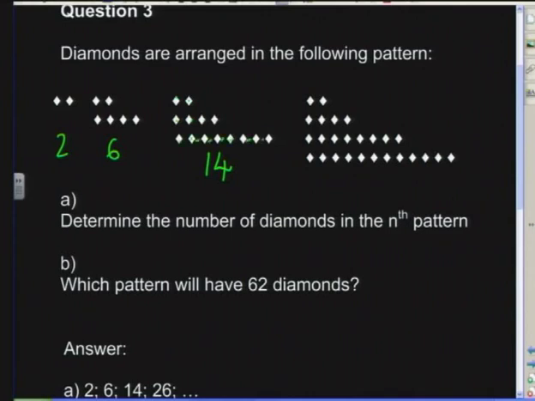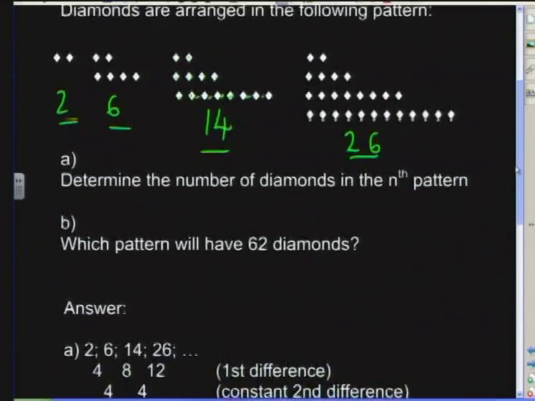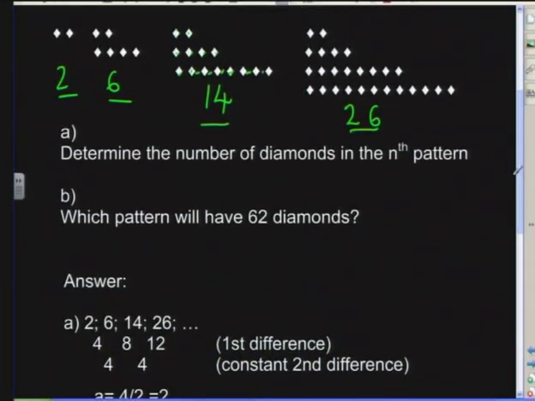And then we count the fourth pattern and there are 26 diamonds. Okay, this we can deal with. 2, 6, 14, 26. It looks like it could be some sort of pattern. Remember, the question says determine the number of diamonds in the nth pattern. So what are they asking you to find? They're asking you to find n.